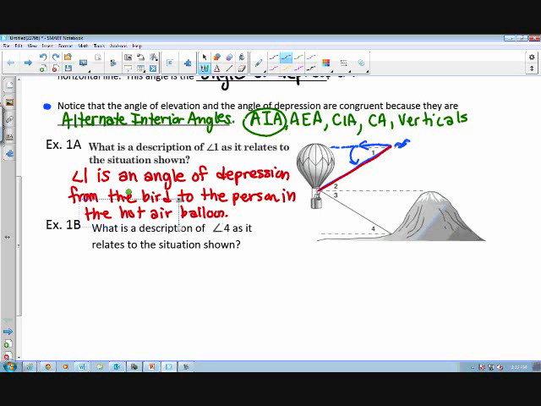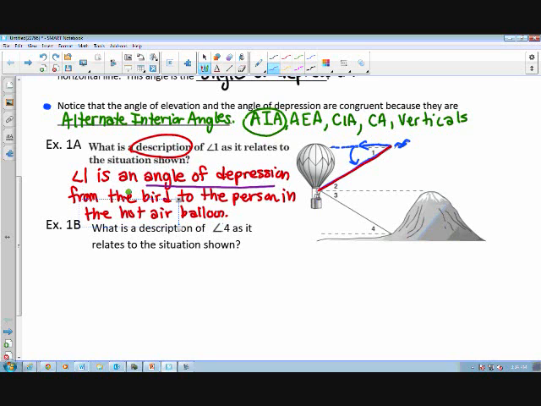Okay? So on your homework, you have a bunch of problems like this. It asks you to give a description. When it asks you to give a description, you're doing two things. You're saying what type of angle is it? Angle 1 is an angle of depression, and how is it formed? It's formed from the bird to the person in the hot air balloon. So please be specific on your homework.